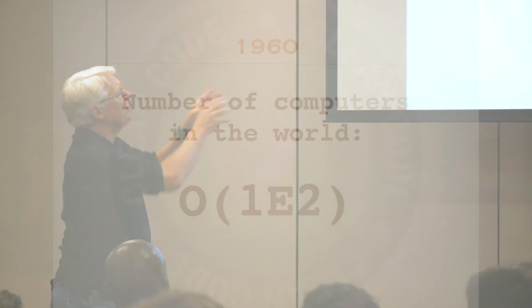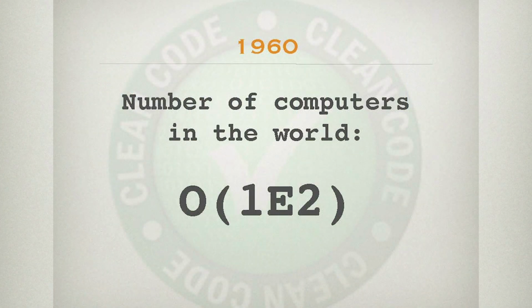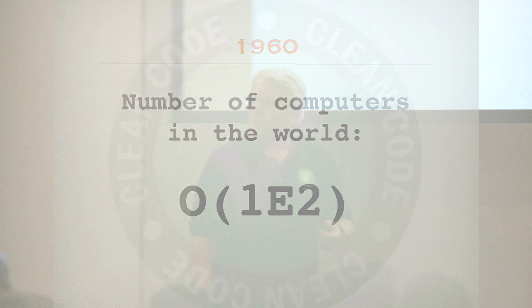By 1960, the number of computers in the world was on the order of 100. Think about that. In the 1960s, not that long ago, you know, flower power and hippies and Vietnam War and stuff like that, maybe there are 100 computers in the world, maybe 200, maybe 300, but it's on the order of hundreds of computers, not thousands.